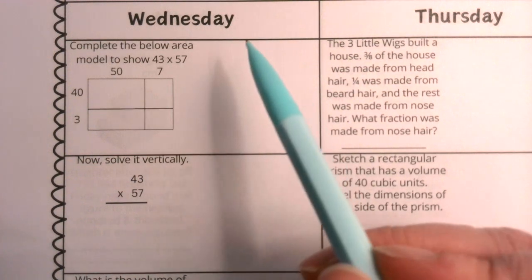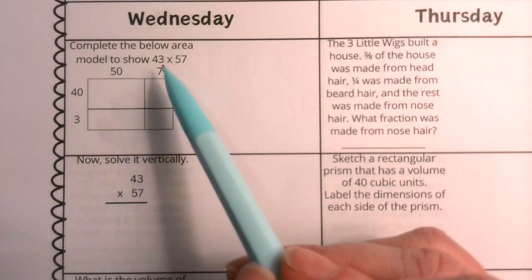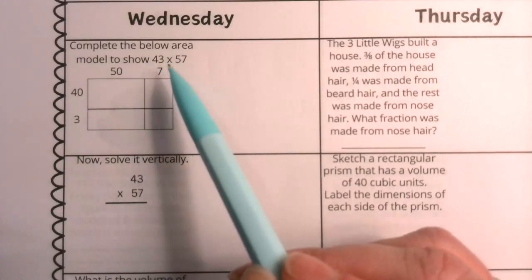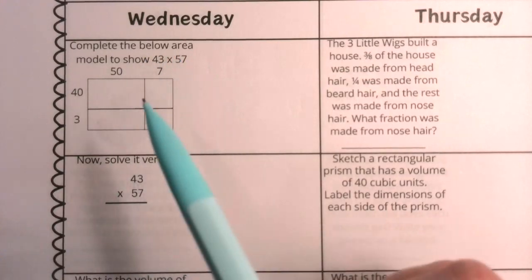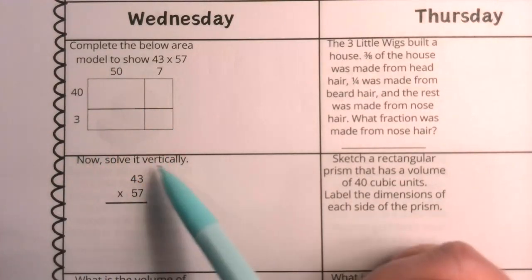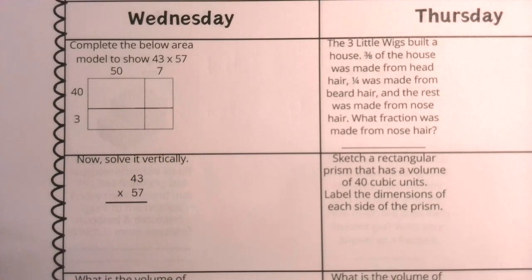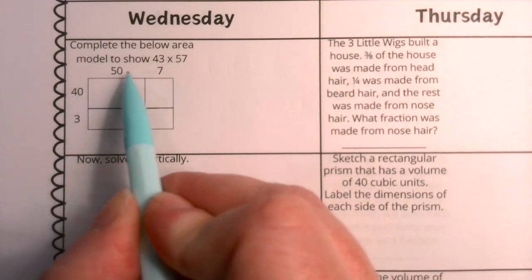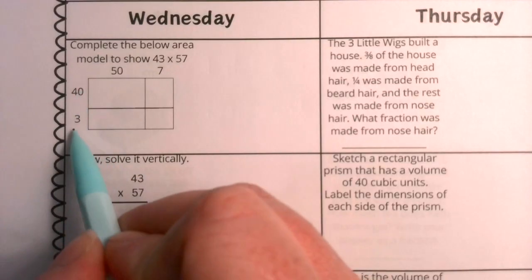Good morning, mathematicians. It's Wednesday, and we're actually starting with thinking about this multiplication problem and solving it two ways. So here we're going to solve it with the area model, and here we're going to solve it with the standard algorithm. So let's get started. Here we have 57 times 43.